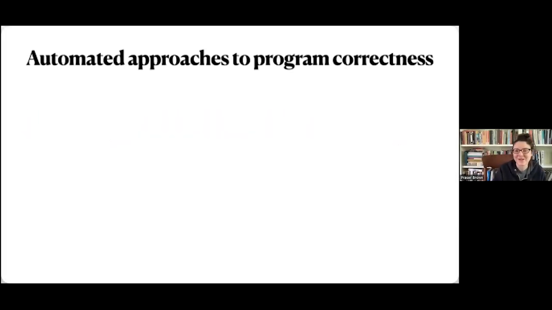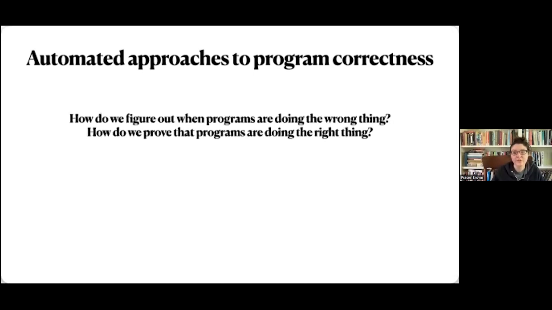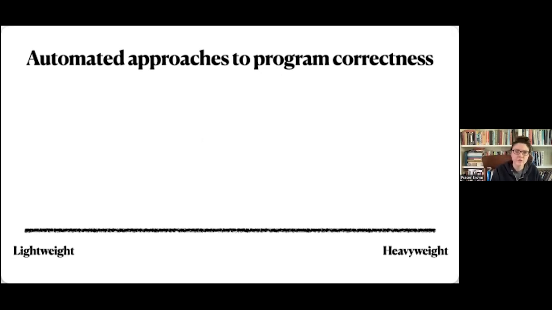Hey, I'm Fraser. I'm new faculty in ISR, and I'm interested in automated approaches to program correctness. That means building tools that answer questions like, how do we figure out when programs are doing the wrong thing? Or how do we prove that programs are actually doing the right thing? I'm interested in a whole range of approaches from light to heavyweight.